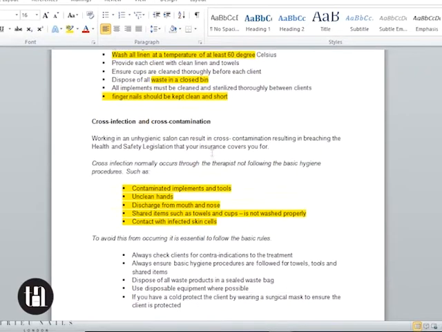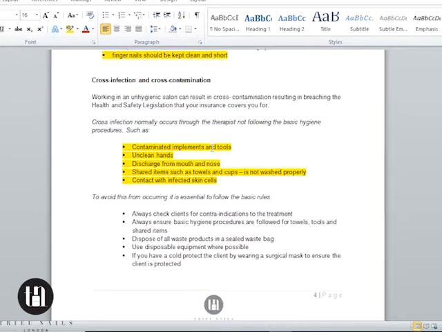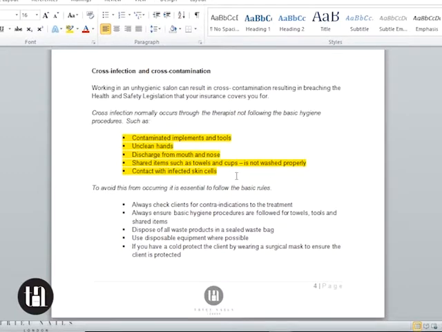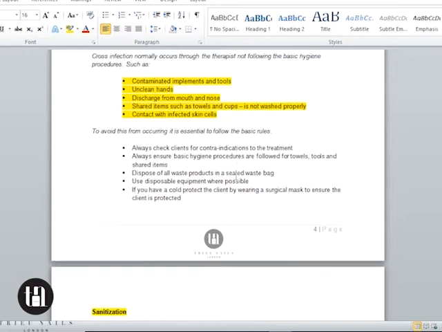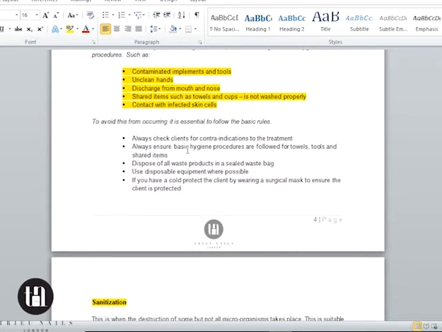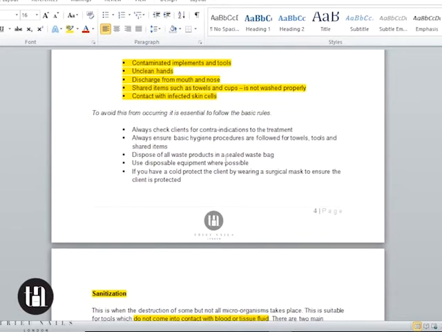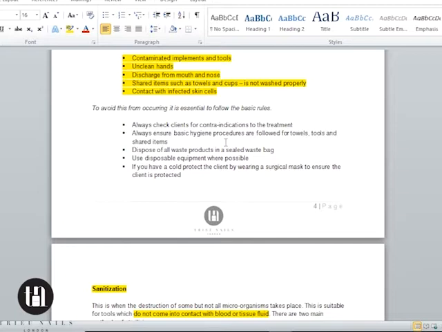And why does cross-infection and cross-contamination happen? Unclean hands, contaminated implements and tools, shared items not being washed properly, and contact with infected skin. So to avoid this, you should always check for the client's contraindications to the treatment. We'll come on to this word contraindication, but for now, it basically means any situation where you cannot go ahead with the treatment. More of this will follow in Series 2 on healthcare for nails and healthcare for skin.